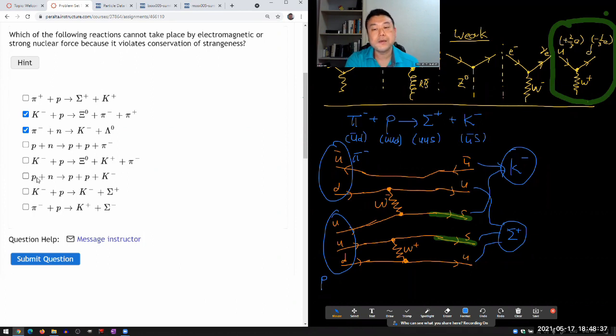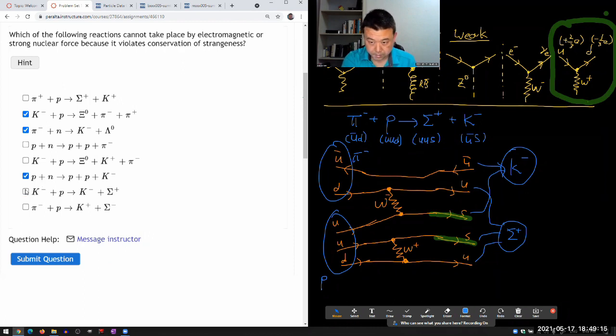Okay, keep going. Proton plus neutron. So this looks quite similar to this. The only difference is that if you look at the net quark content, quarks minus antiquarks, on the left hand side and right hand side it would be the same. Here you don't have that because you have an additional strange quark. So this violates strangeness. It'll have to involve a weak interaction. I'll draw a Feynman diagram for that.